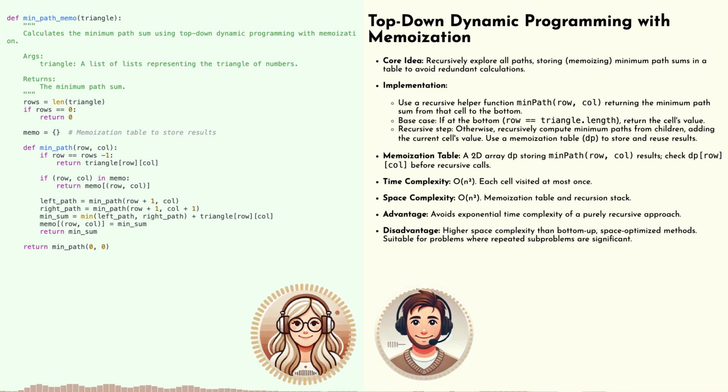Sure. So remember how in the bottom-up approach, we started at the bottom row of the triangle and worked our way up? Yeah, we built the solution from the base to the top, like a pyramid. Right. Well, in the top-down approach, we kind of flip that around.